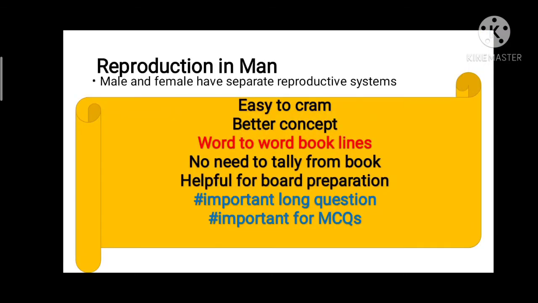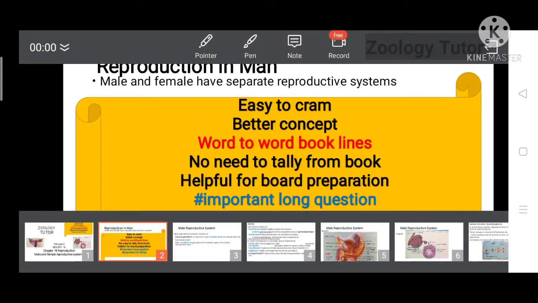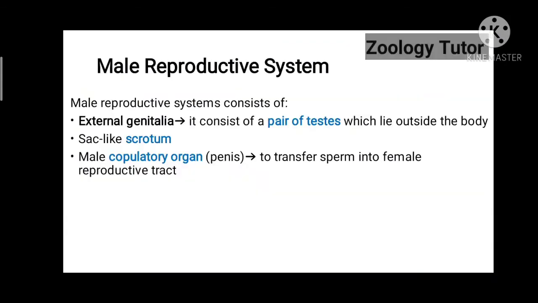So we will be discussing male and female. They have separate reproductive systems. The video will be easy to cram, very short, word to word, book lines, and you don't need to tell it from book. This is very helpful for board preparations as an important long questions and for MCQs. So keep watching. Let's get started with the male reproductive system.